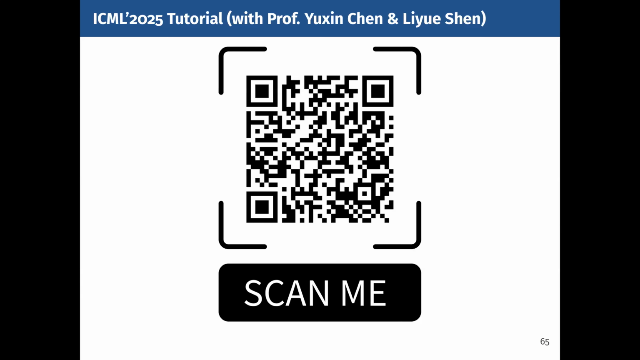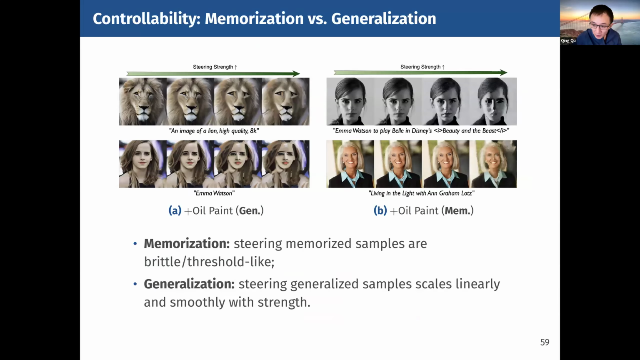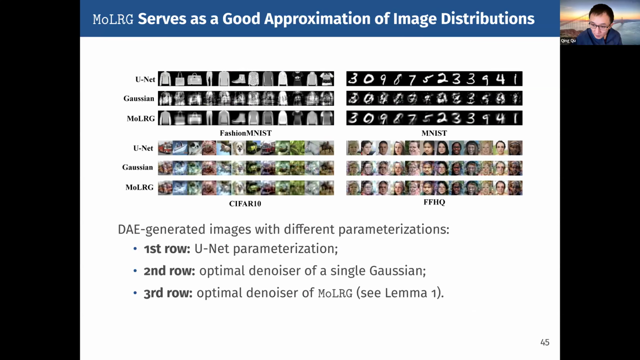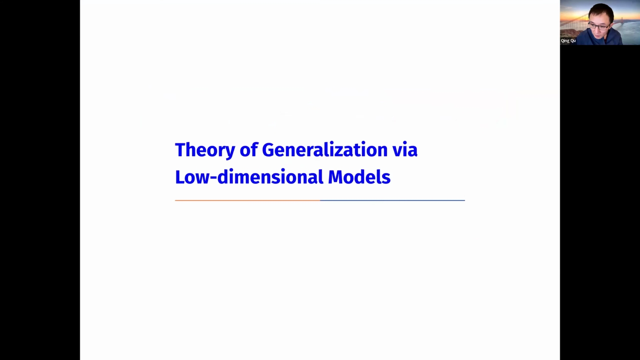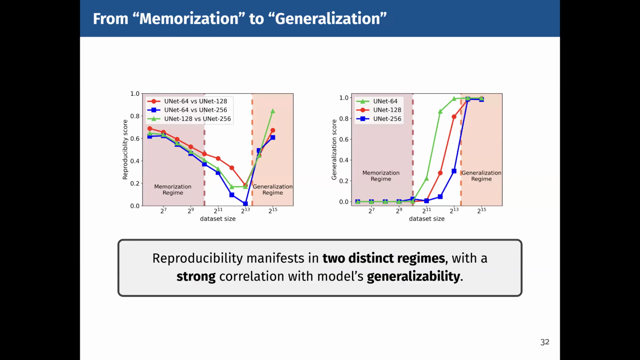Yes, I had a question about slide 32. Let me go back. Yes, way back. Okay. So here you talk about the reproducibility score and generalization score, and you said they have roughly the same behavior, but really not. For instance, if you look at UNet 128 at 2 to the 13th, that's the lowest point for reproducibility. Look at the red line in the left graph.